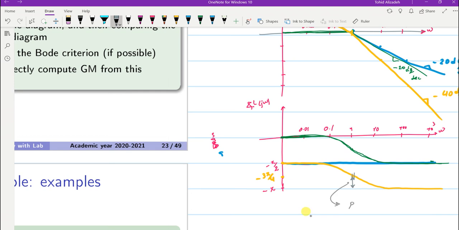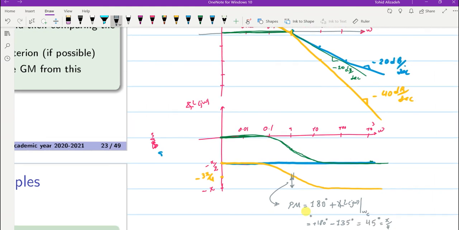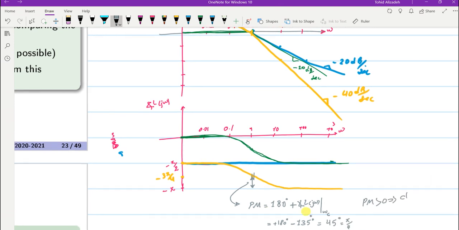And we can see that the phase margin will be equal to 180 degrees or pi plus the phase of L(j omega) at omega c. It will be equal to 180 degrees minus 135 degrees, which will be equal to 45 degrees or pi over 4. And since the phase margin is bigger than 0, we would say that the closed loop system is stable.